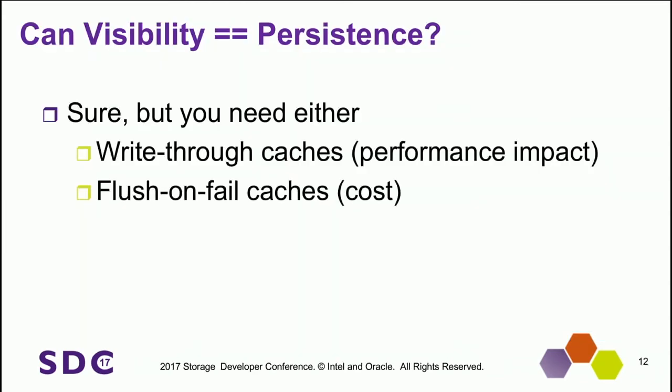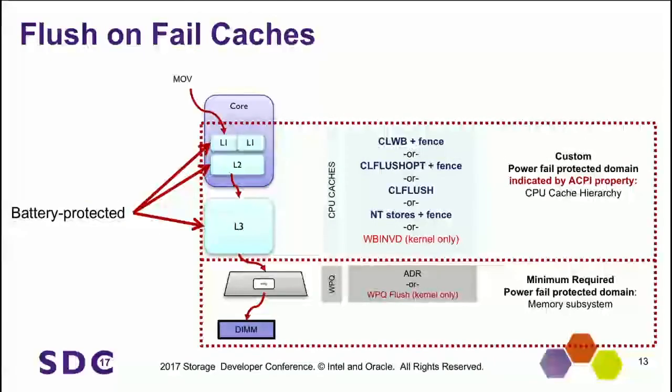So, can visibility equal persistence? Why can't we just make them the same? Well, you can, like I said, and I'll just kind of cover this quickly again, but you would need to battery protect these caches or make them write through. Making them write through would just kill performance. And battery protecting them is expensive. So don't expect that to happen soon.